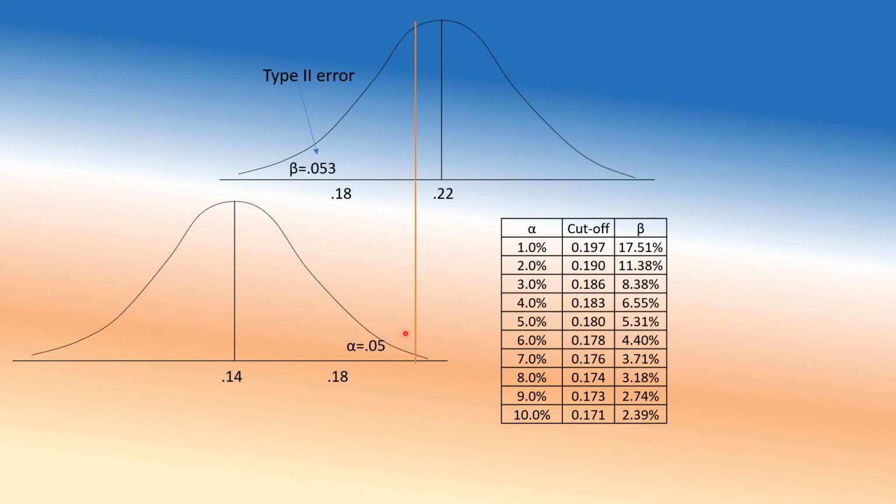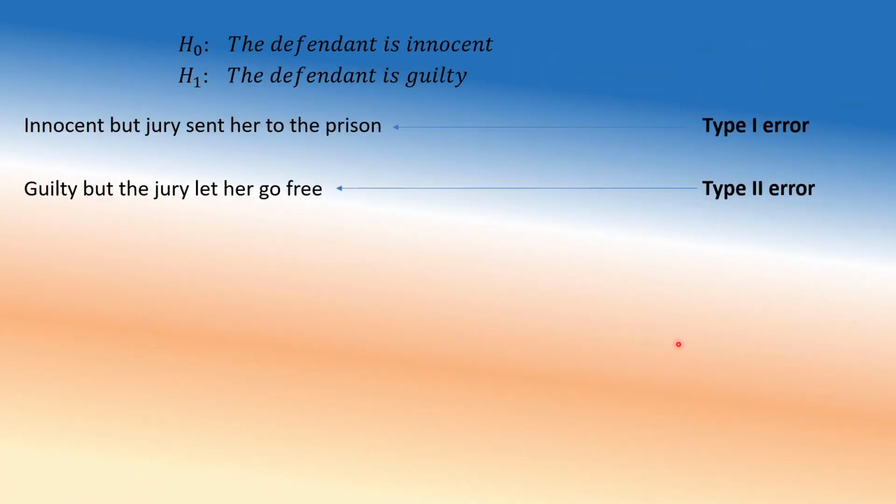Now, if alpha becomes more like 6, 7, 8, 9, 10%, type 2 becomes less and less and less. Once again, you decide where you want to be. It's your call. There's no right or wrong here. Now, which of the two errors is more important, 1 or 2? Well, there's no such thing.